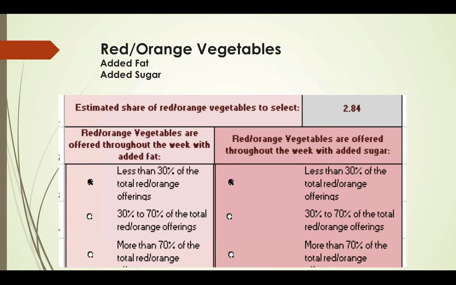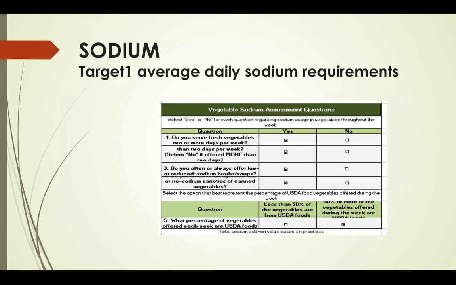For the red-orange subgroup only, select both an added fat option and an added sugar option. In the next section of the assessment, below the vegetable subgroup questions, select yes or no for the 4 vegetable sodium assessment questions. For question number 5 regarding USDA foods, select the option that best represents the percentage of USDA food vegetables offered during the week.